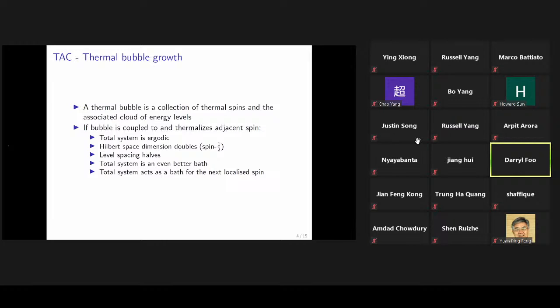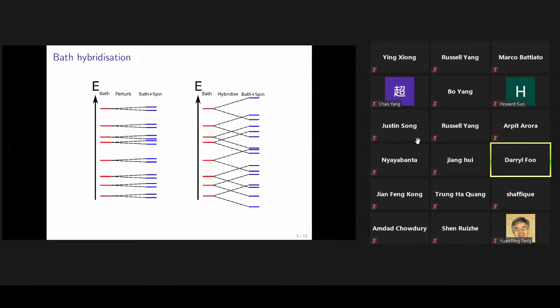The addition of this single spin doubles the Hilbert space dimension and halves the level spacing, which makes the total system an even better thermal bath than it was previously. Because it's only getting better, this total system will then act as a bath for the next localized spin. This is a very rapid overview of the theory, and I will now go into slightly more detail.